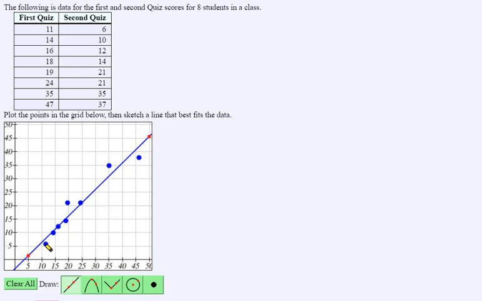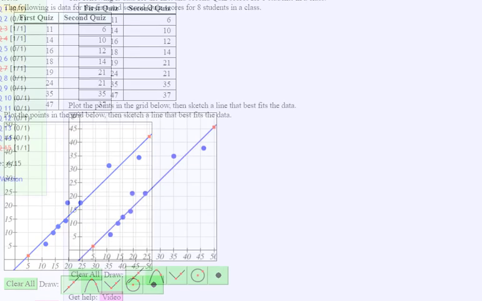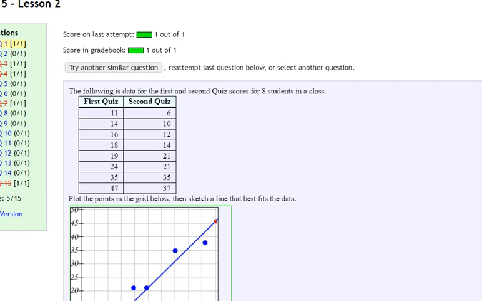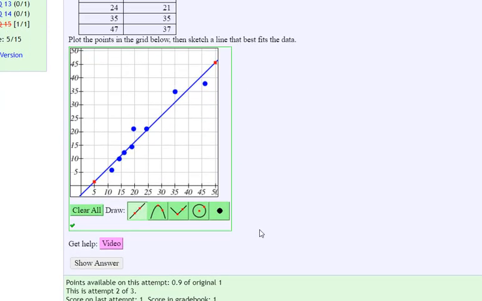If I look here, I have 1, 2, 3, 4 data points that are below the line, and then one on the line, and then 1, 2, 3 above the line, but they're substantially higher. So it's almost balanced, and I think it's a fairly good representation of the data. So I'll go ahead and submit that. And it gives me full credit.